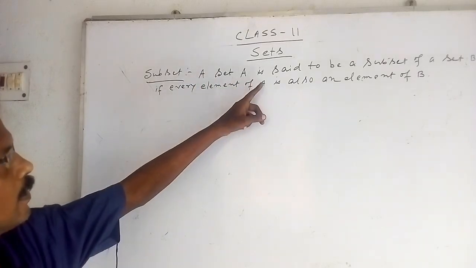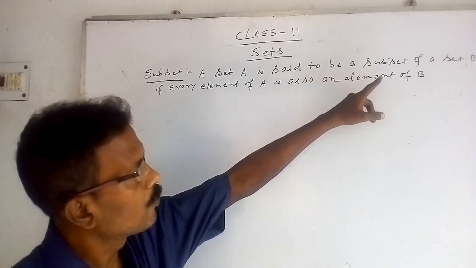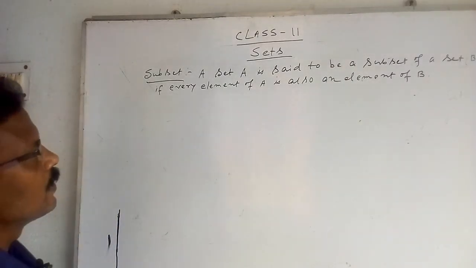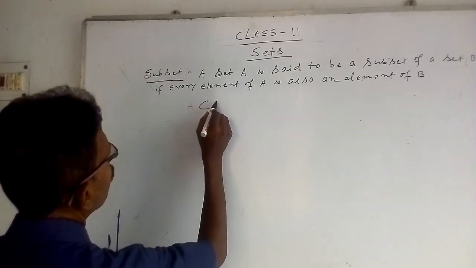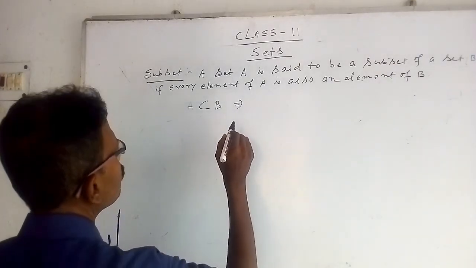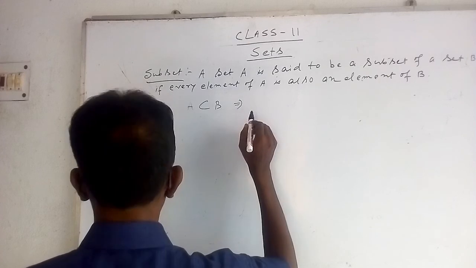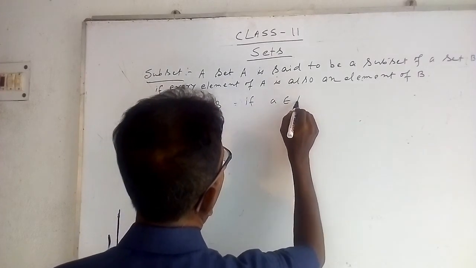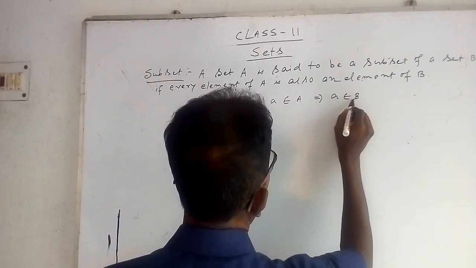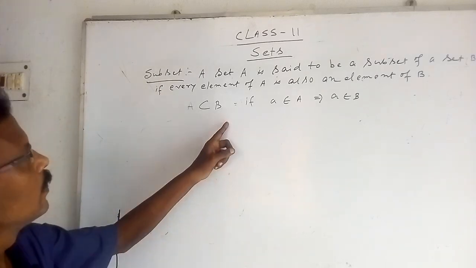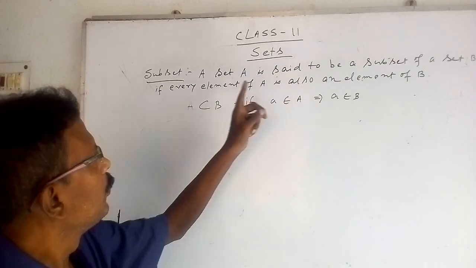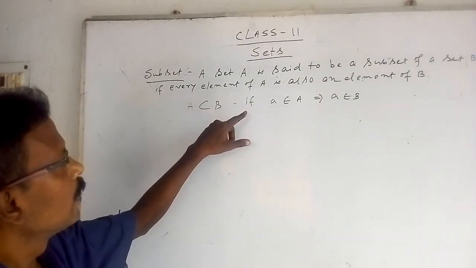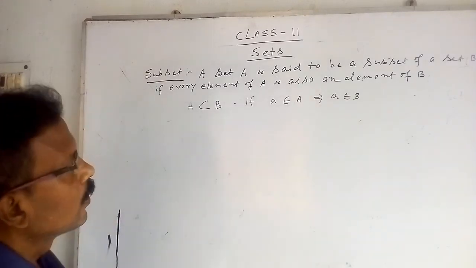A set A is said to be a subset of a set B if every element of A is also an element of capital B. That is, A is a subset of B implies: if small a belongs to A, then small a belongs to B. So what does it mean?